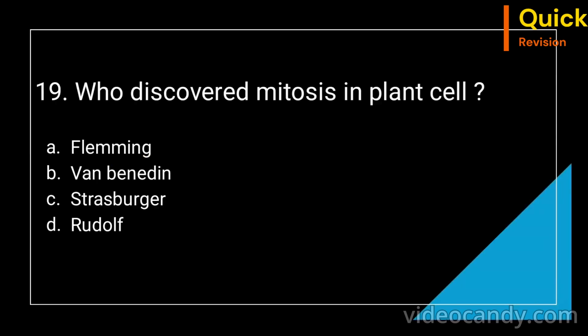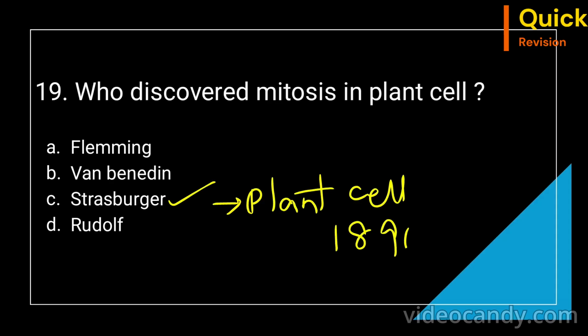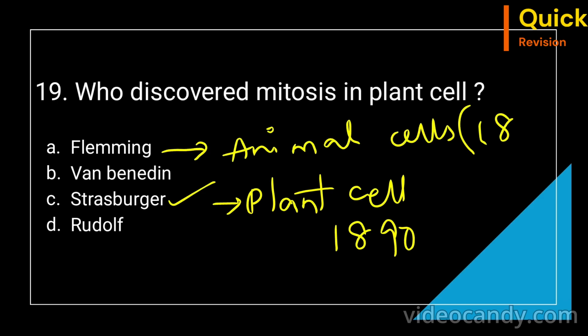19th question. Who discovered mitosis in plant cell? Fleming, Van Beneden, Strasburger, Rudolph. The correct answer is Strasburger. He is the person who discovered it in the plant cell in the year 1890, and mitosis in animal cell was discovered by Fleming. He did it in animal cells in 1882.